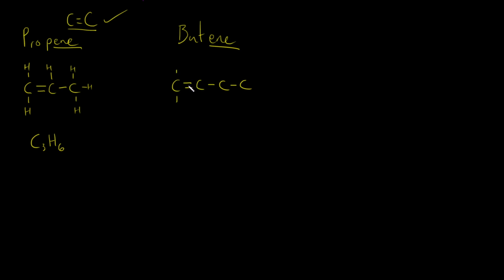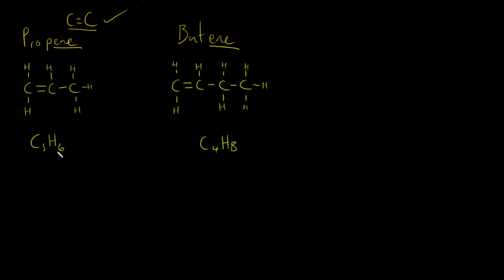Second carbon has got 1, 2, 3 bonds on it. Needs another 1. Third carbon, it's got 2, needs 2, and the last carbon, well, that needs 3. And we can go in and fill in our hydrogens on these empty bonds now. And now we can get the molecular formula. C4, H1, 2, 3, 4, 5, 6, 7, 8, H8.